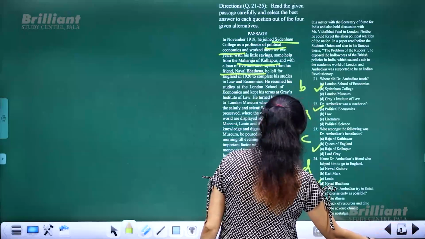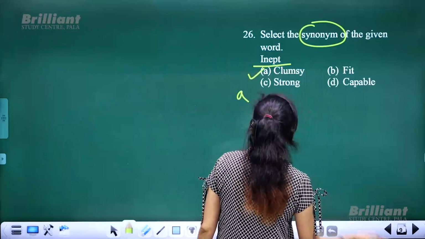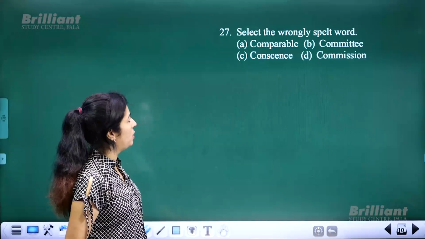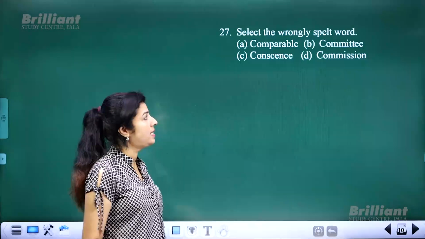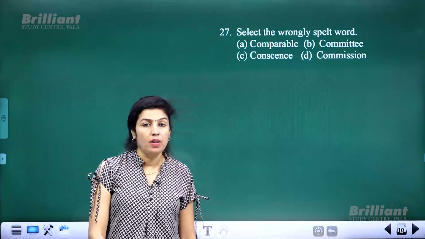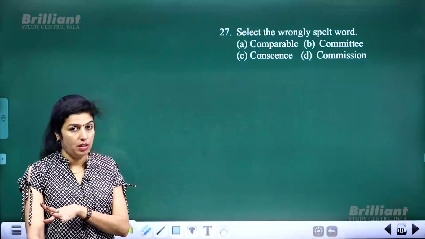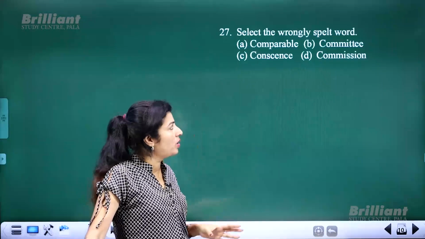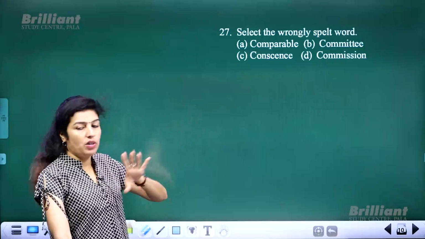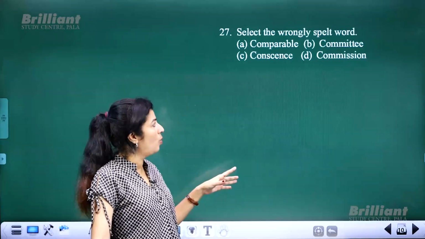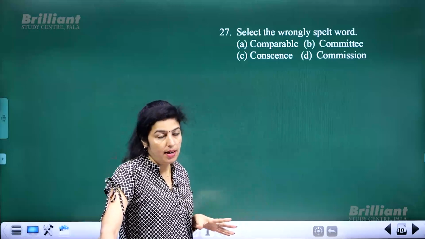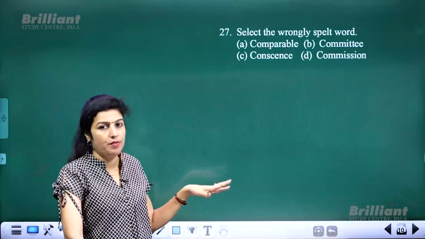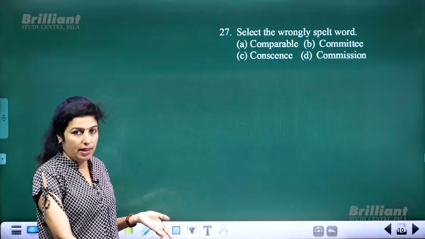Scintillating is over, then this passage was over, synonym also was over, and back to question number 27. Select the wrongly spelt word. This time it is not the same word with different spellings, but 4 different words, and 3 words have got correct spelling, and you need to find out the word which has got the wrong spelling. It was so simple, and I guess at the first glance itself you might have got the correct answer, right?